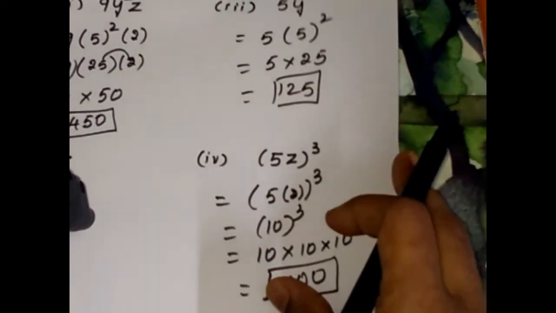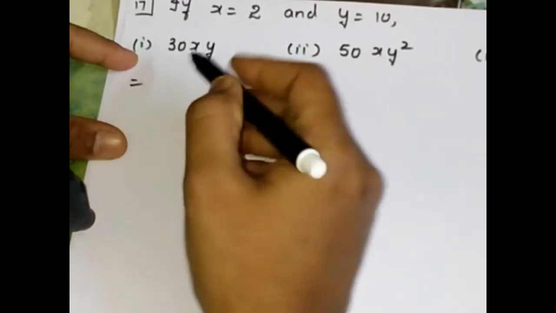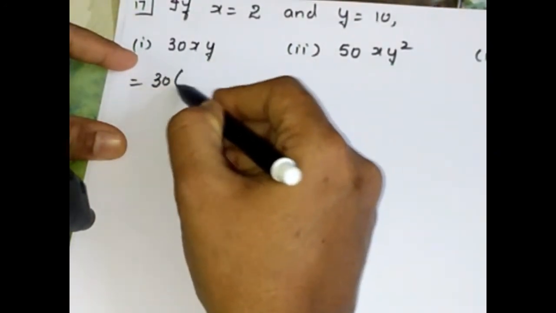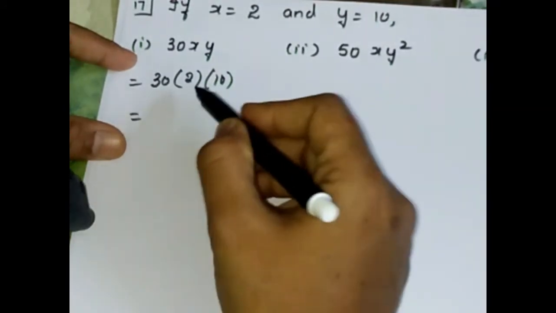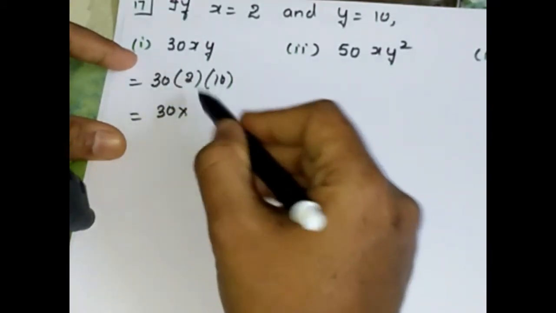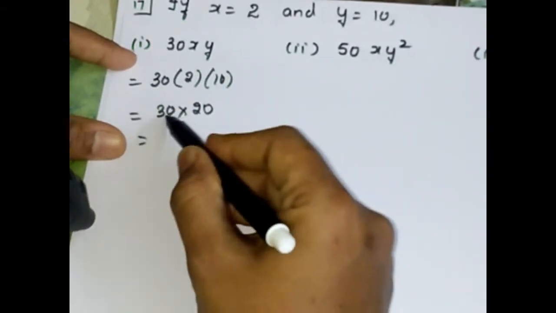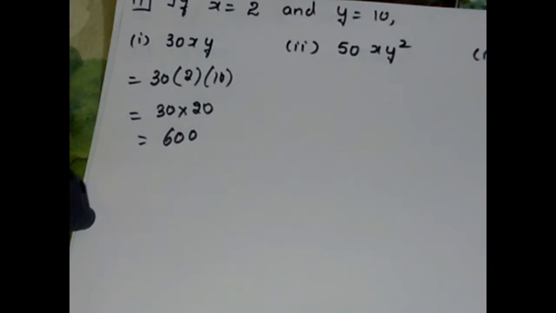Next, 17th main. If x is equal to 2, y is equal to 10. So this is 30 into x is 2 into y is 10. So again you can multiply as per your convenience. 10 2s are 20, 3 2s are 6 followed by 2 zeros. The solution is 600.